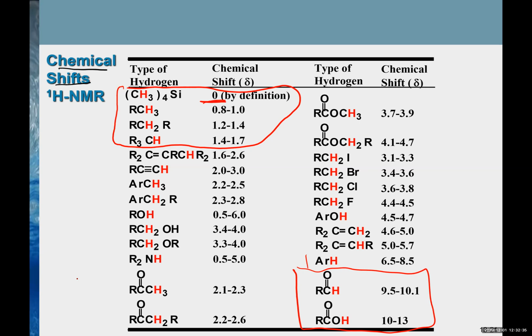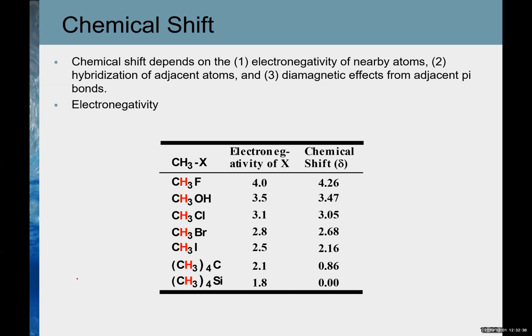Okay, so let's look at the effect of electronegativity of nearby atoms, hybridization, and diamagnetic effect from pi bonding. First, let's talk about electronegativity, and how electronegativity affects the chemical shift value. This table shows the chemical shift value of protons connected to a carbon atom, which is further connected to some electronegative element.